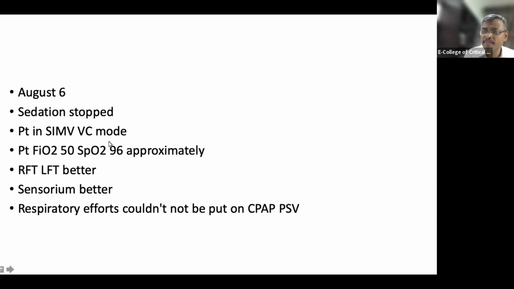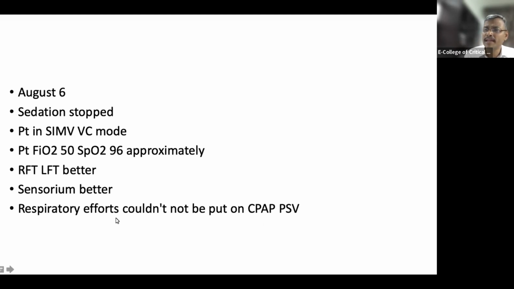Never use SIMV volume control or pressure control from a weaning point of view. As a primary, you can use it, means as a first mode, you can use it. While weaning, you can go for either CPAP pressure support. I think they have tried CPAP pressure support here. They have mentioned here FiO2 50, saturation 90, RFT, LFT better, sensorium better. Respiratory efforts are not there. I think that was not tried. They tried CPAP pressure support, not able to continue.